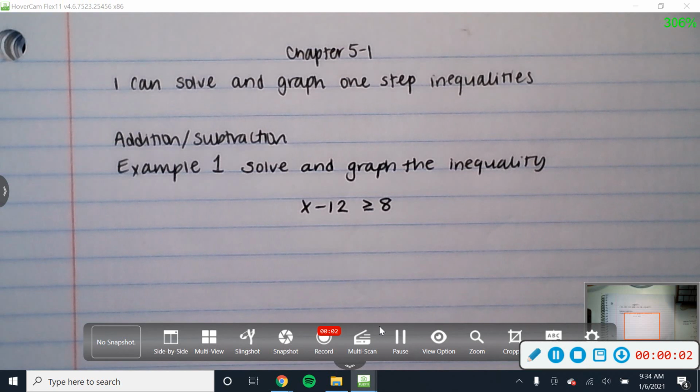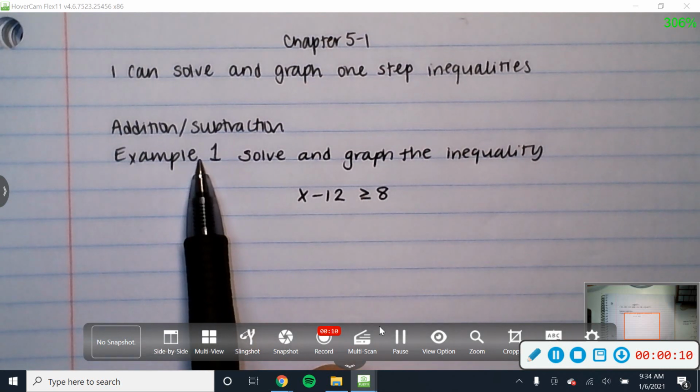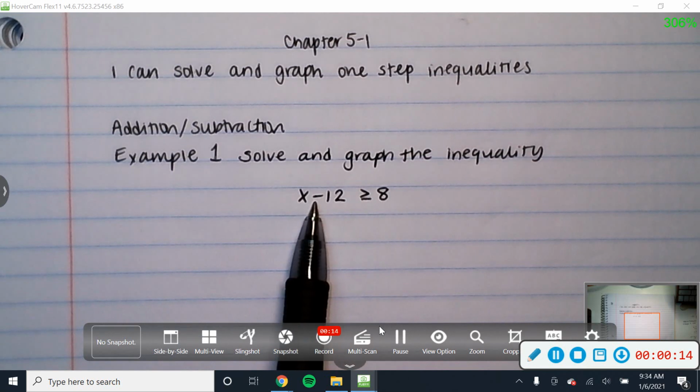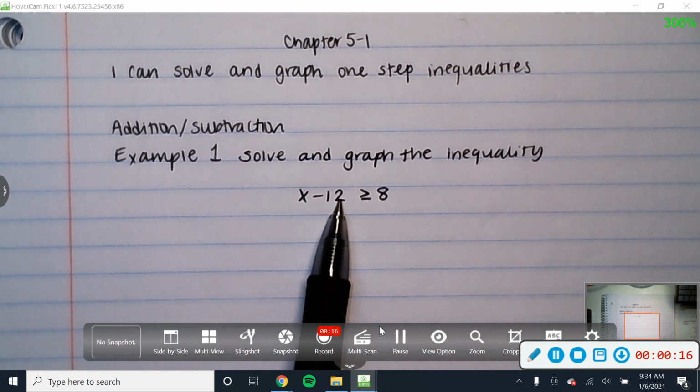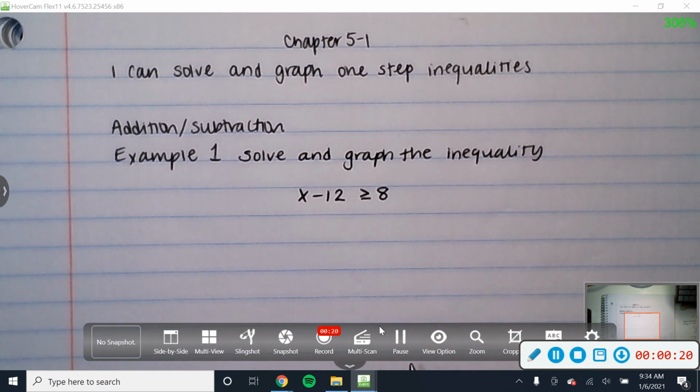Alright, so today we're going to be talking about solving inequalities, and then we'll graph them. So here we're going to talk about addition and subtraction problems first. So example 1, we want to solve and graph the inequality. We have x minus 12 is greater than or equal to 8. So we're going to solve this first.